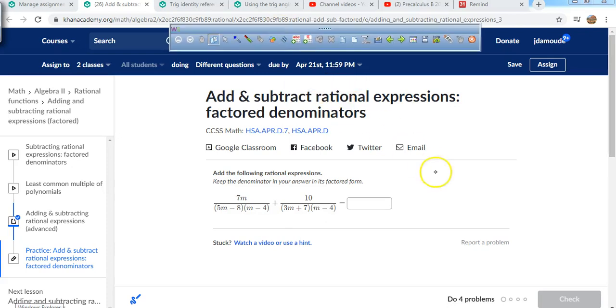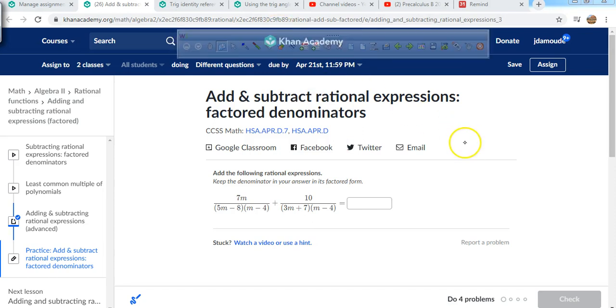So what we're going to be learning today is how to add and subtract rational expressions with factored denominators that are not alike. You might want to get a piece of paper, pencil out, journal.